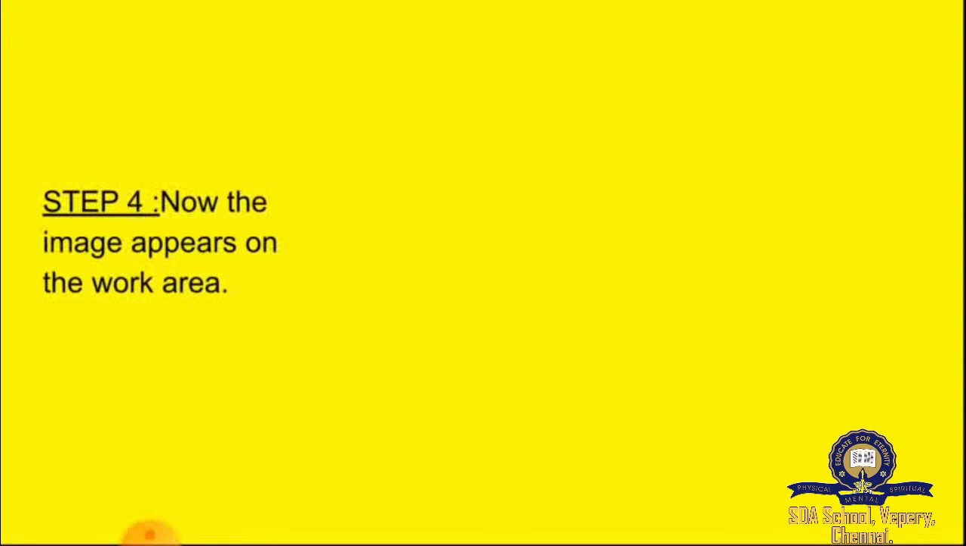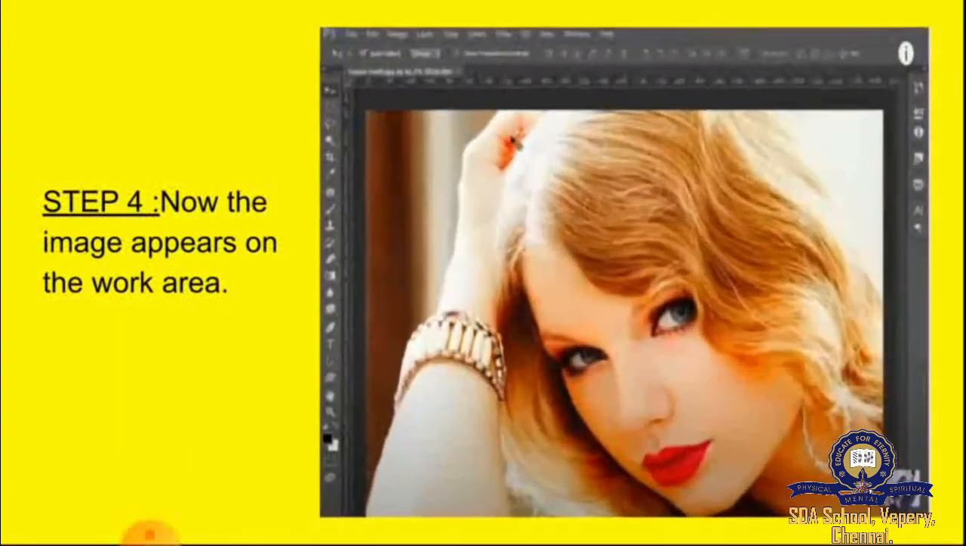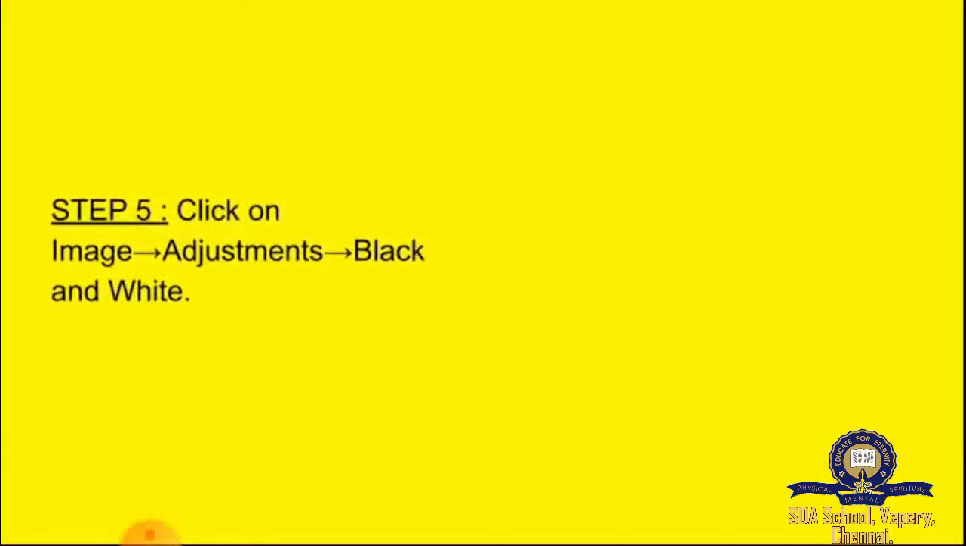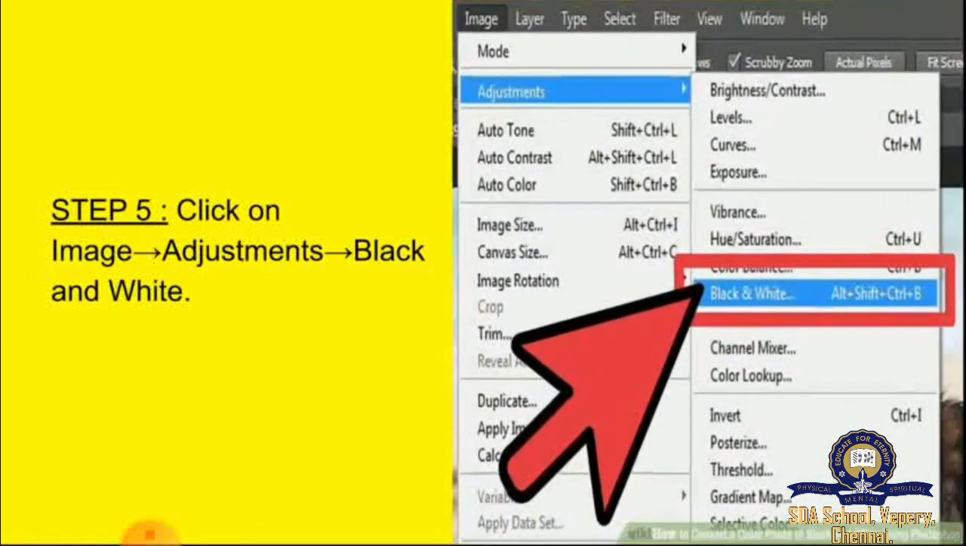Now the image appears on the work area. Now the selected image will appear on the work area. Step 5. Click on Image, Adjustments, Black and White. What you have to do is click on Image, Adjustment and Black and White. If you want to change the image, you have to select the Black and White option.